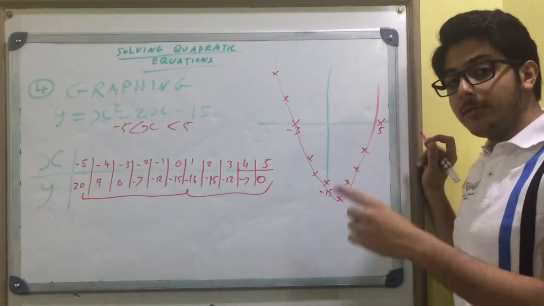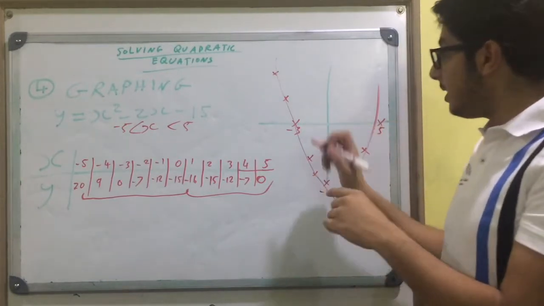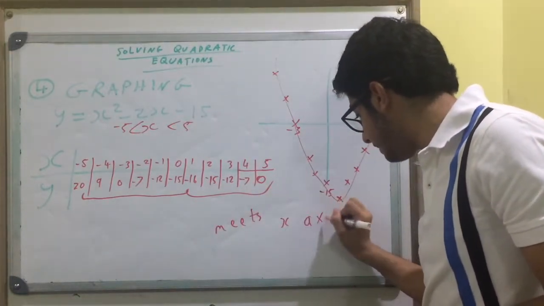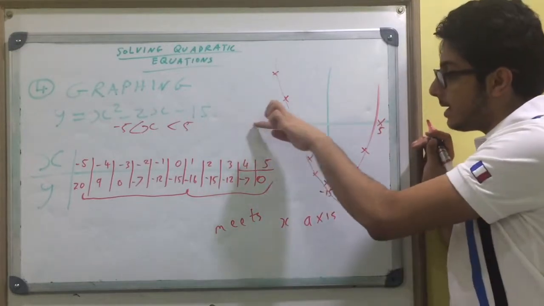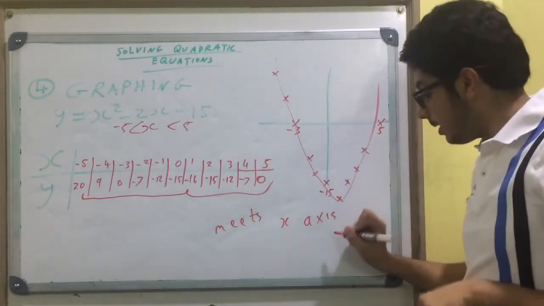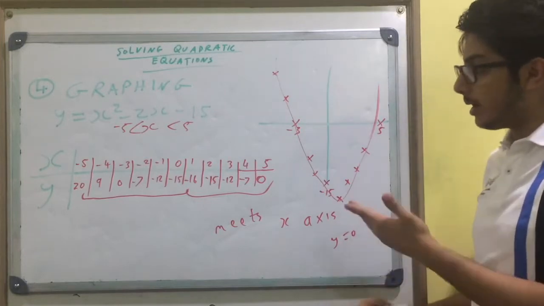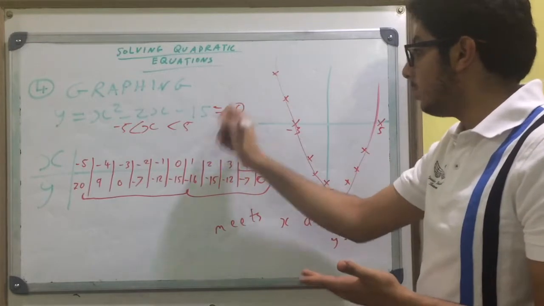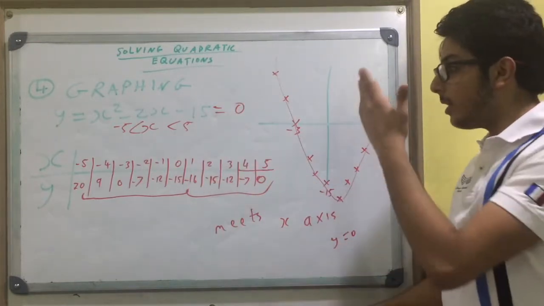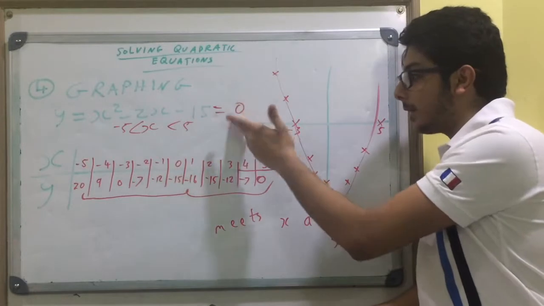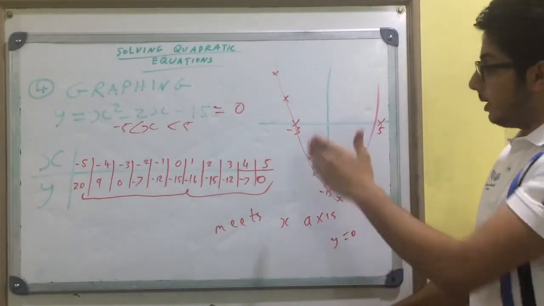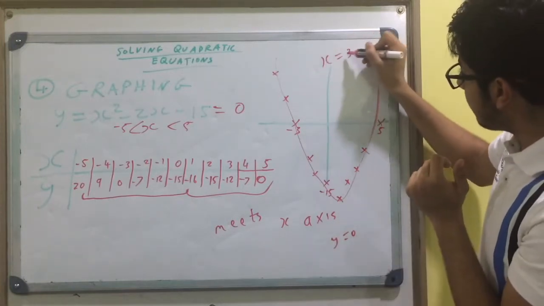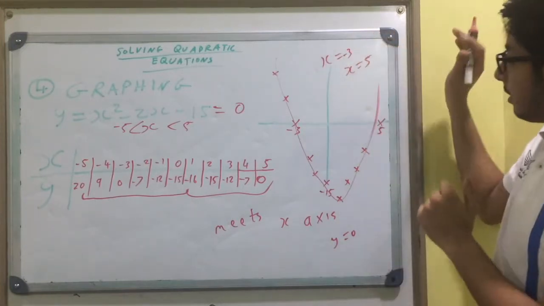So remember, when we're solving quadratic equations, we're seeing where the curve meets the x-axis. And where it meets the x-axis is when y is going to be 0. That's why we have the notation x squared minus 2x minus 15 is equal to 0. We solve for the values of x when y is 0. Okay? As you can see here, the values are minus 3 and 5. So x is equal to negative 3 and x is equal to positive 5.